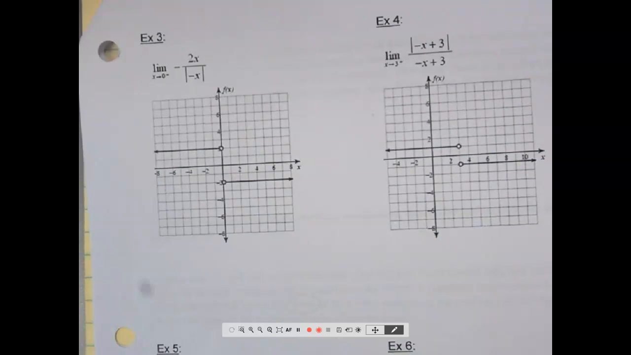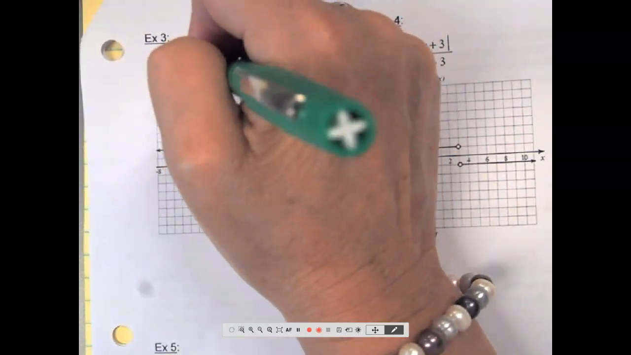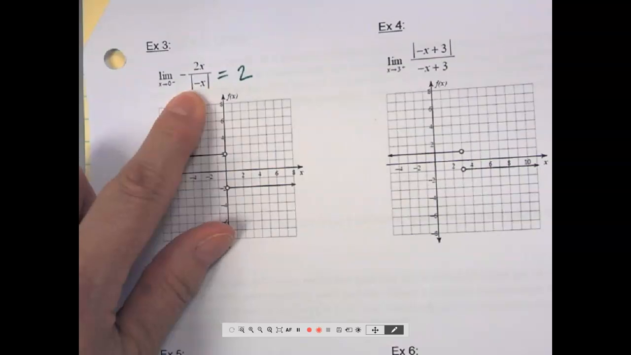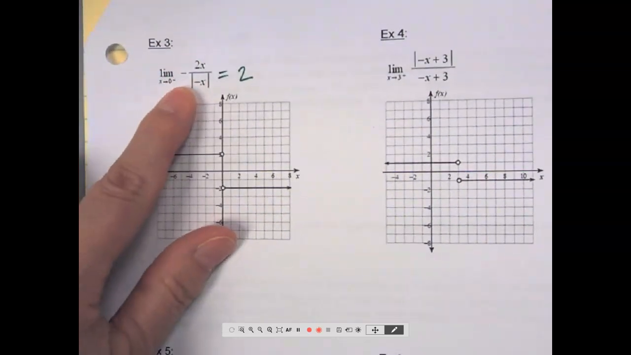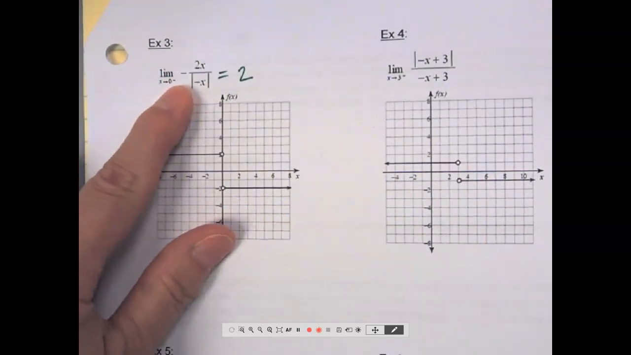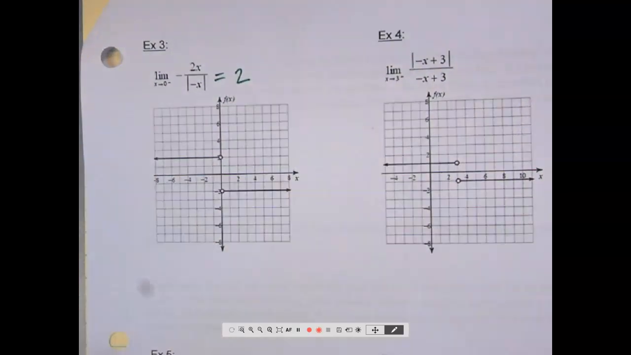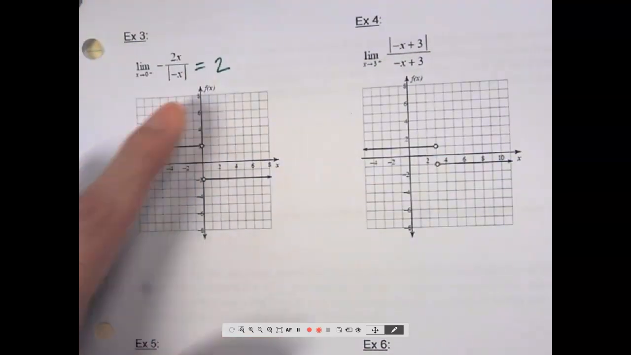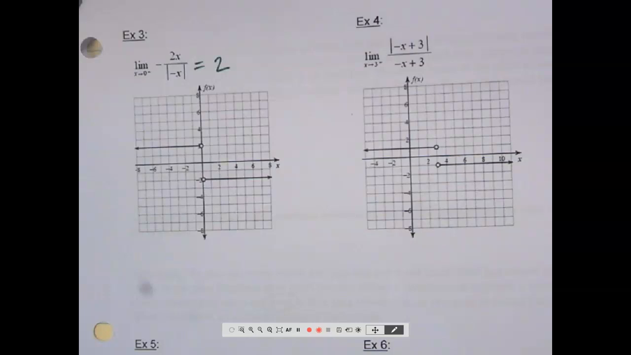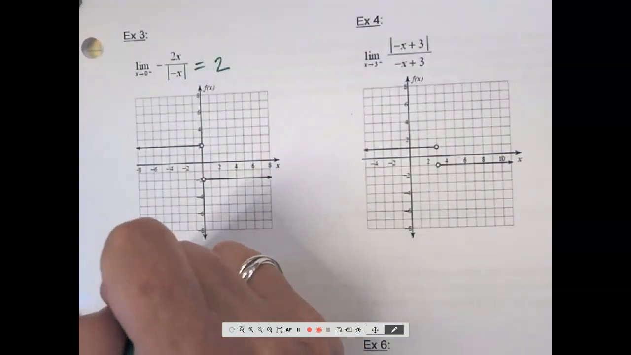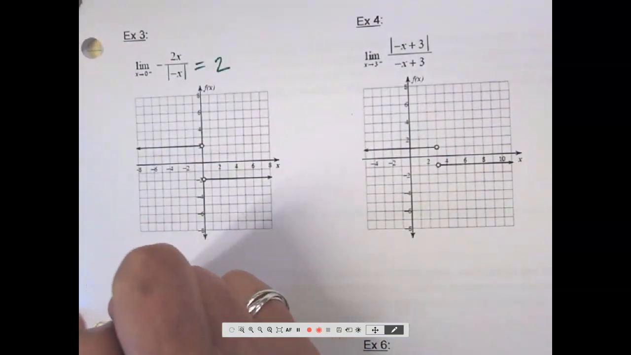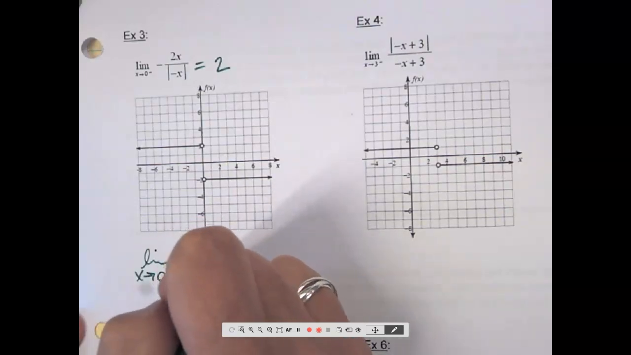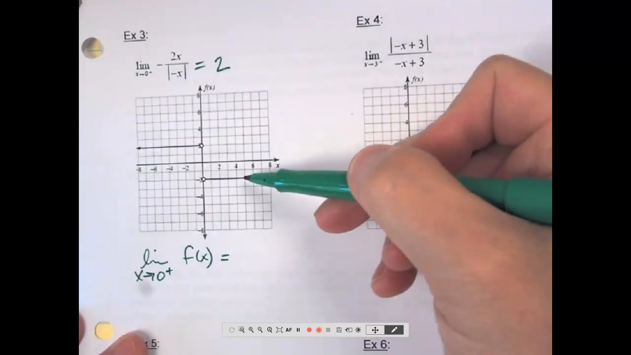What did we get? 2. Nice. Now, before I just had an f of x there, this is just writing the equation in instead of using a generic f of x. Any questions on 2? Okay, let's just, for the fun of it, what is the limit approaching 0 from the right? Now, I'm going to use f of x, so I don't have to rewrite anything. Yeah, -2.